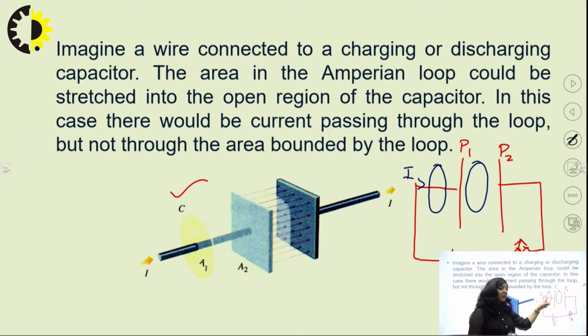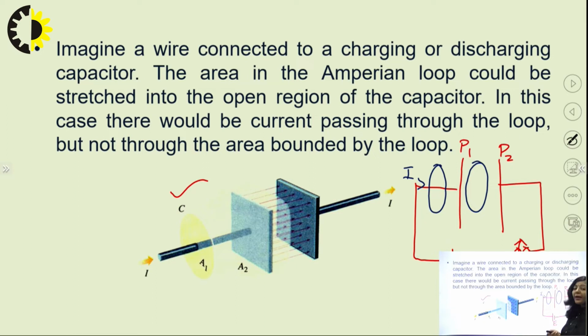Since the first loop is present in these connecting wires, and in those wires there is actual flow of charge, there will be a magnetic field. But for the second loop, which is between the two plates of the parallel plate capacitor, since there is no actual flow of charge, according to Ampere's law there should not be any current. So now we will try to verify Ampere's law for both the closed loops, C1 and C2.